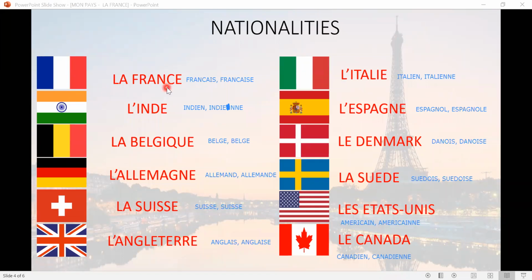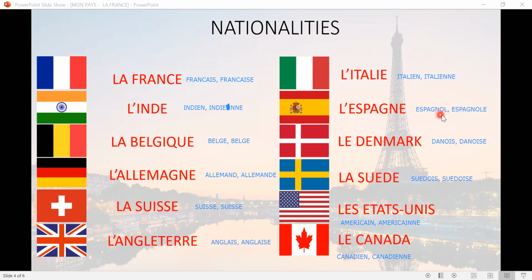La France is France, which is Français, Française. La Inde means India, which means Indian, Indienne. La Belgique is Belgium, Belge, Belge. La Allemagne, Allemand, Allemande. La Suisse is Switzerland, which is Suisse, Suisse. La Angleterre and its nationalities are Anglais, Anglaise. Then we have Italy, which is Italien, Italienne.